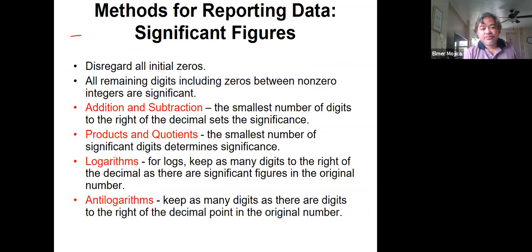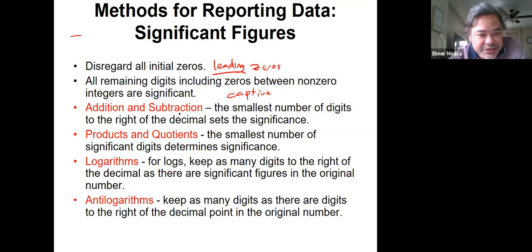So these are just some things that you're going to do in reporting data following the significant figures rule. You disregard all initial zeros. All remaining digits, including zeros between non-zero integers, are significant. When you say initial zeros, these are the leading zeros, and these are the captive zeros. For addition and subtraction, the smallest number of digits to the right of the decimal sets the significance. For products and quotients, the smallest number of significant digits determines the significance.